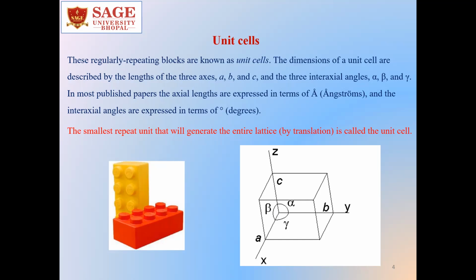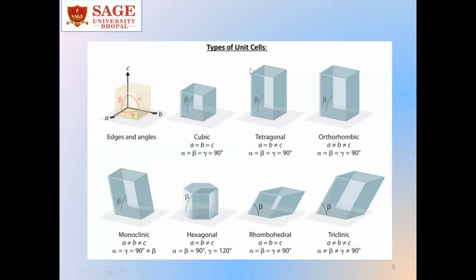These regularly repeating blocks are known as unit cells. The dimensions of a unit cell are described by the lengths of the three axes A, B, and C and the three interaxial angles alpha, beta, and gamma. In most published papers, the axial lengths are expressed in angstroms and the interaxial angles are expressed in degrees. So basically, these are the building blocks. Regularly repeating building blocks are known as unit cells.